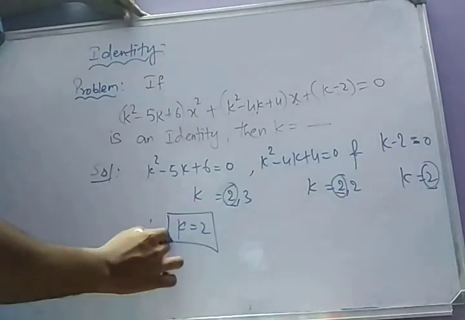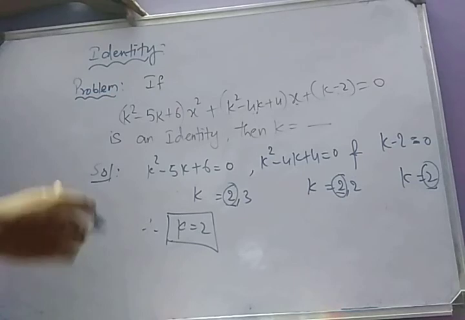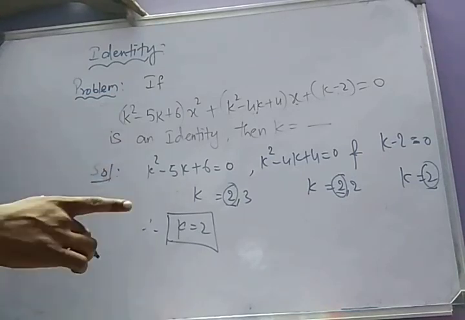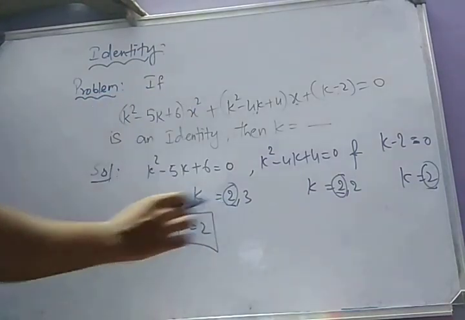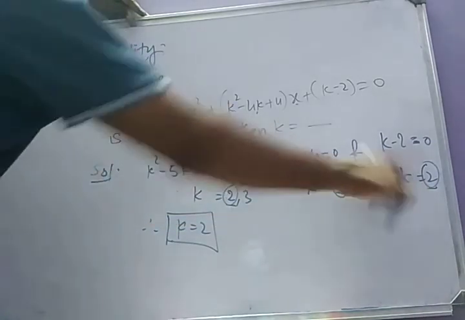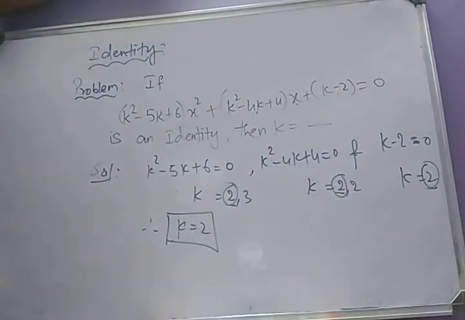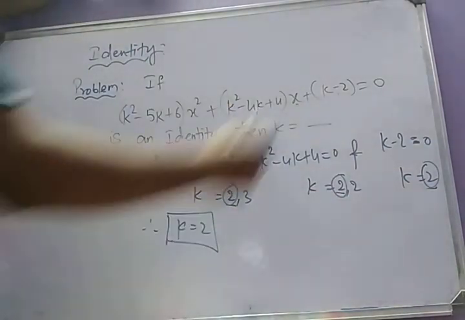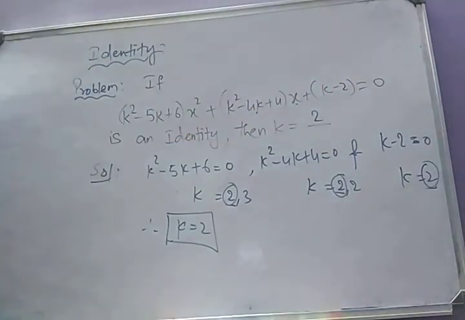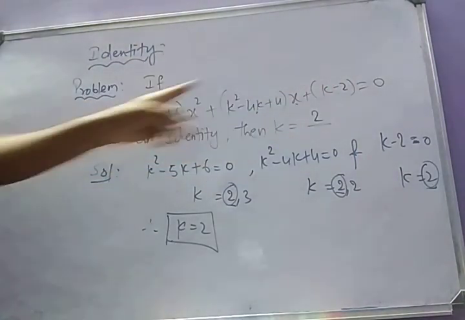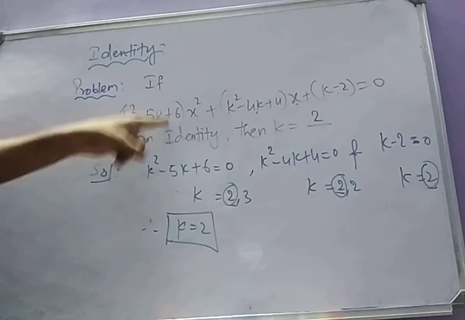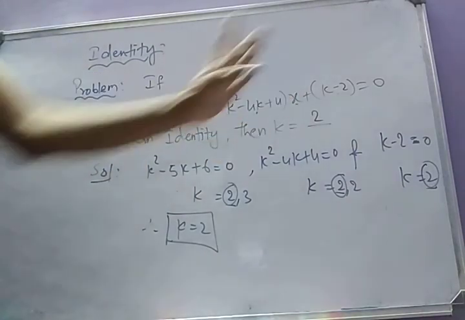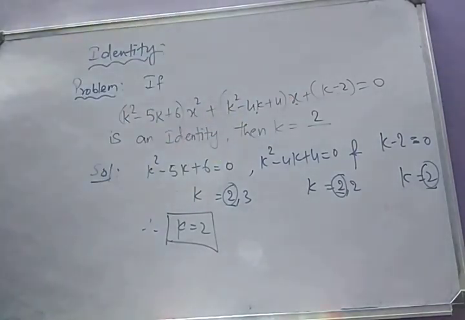They will mislead you. In the options they might even give you 2, 3 also, but be careful. You should consider that particular value of k which is present in all the three. So k is equal to 2. The answer is k is equal to 2. If you want, you can check it by taking k is equal to 2. Substitute here, you'll get 0 into x square plus 0 into x plus 0. It is an identity. Yes.